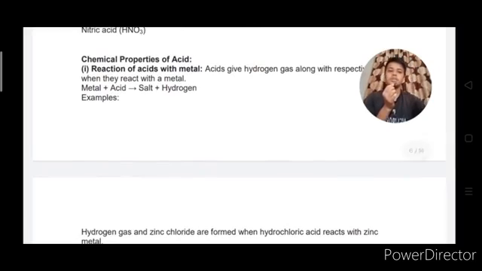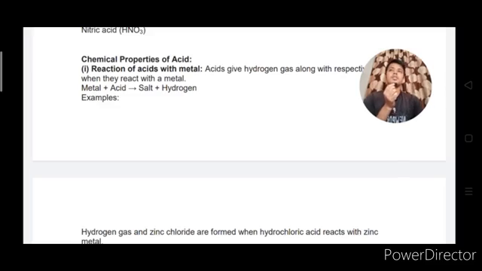Let's move to the chemical properties. I have covered a lot of physical properties, so you should also know the chemical properties. Can you tell me what chemical property basically is? Reactions. In chemical properties, we basically study reactions, how acids react with other things.